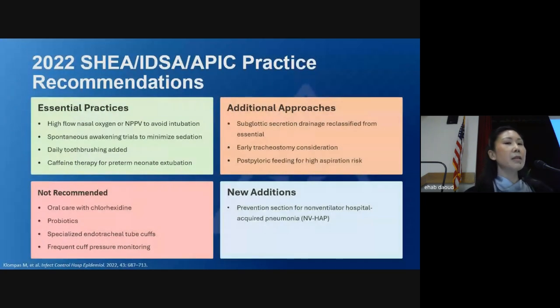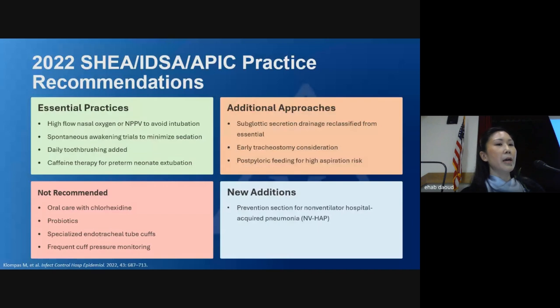And then you have this term here, additional approaches. These additional approaches were made for facilities where control of hospital-acquired infections was not adequate enough with the essential practices. So they added on these practices for those who are having difficulties with their ventilator-associated pneumonia or ventilator event rates.